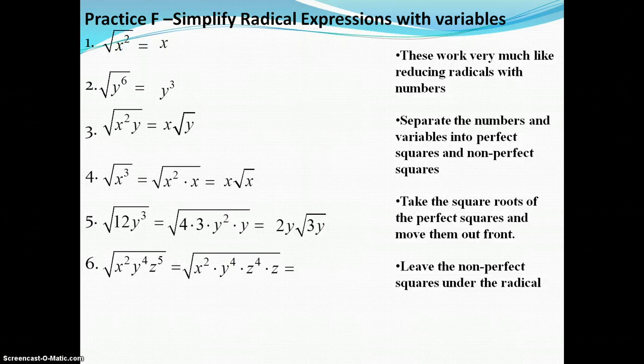Now, what I do with the z is I separate it and I change it from z to the 5th to z to the 4th times z. It's the same thing. It's going to be z to the 5th when you end up multiplying them. But now I just take all my square roots. Square root of x squared, x. Square root of y to the 4th, y to the 2nd. And then z to the 4th is going to be z squared. The only thing I couldn't do was the z, and that's going to stay underneath.